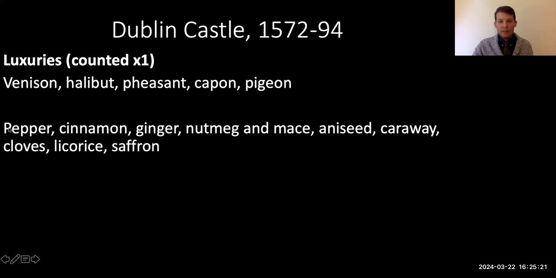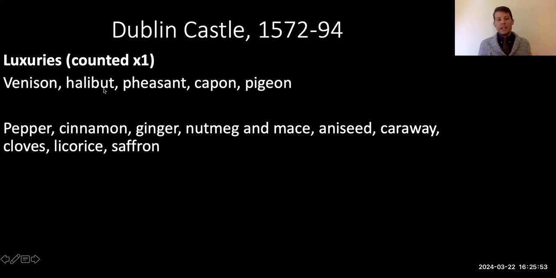And then we have a range of what we might think of as exotics, right? Like truly exotic spices. These are the kinds of things that were not produced locally, but that were instead imported from a great distance, from Asia or somewhere. Pepper, cinnamon, these are both from South Asia. Ginger, nutmeg, and mace, which is the same plant but different parts of the fruit, and it's native to what is today Indonesia. Aniseed, caraway seeds, cloves, licorice, and even saffron.